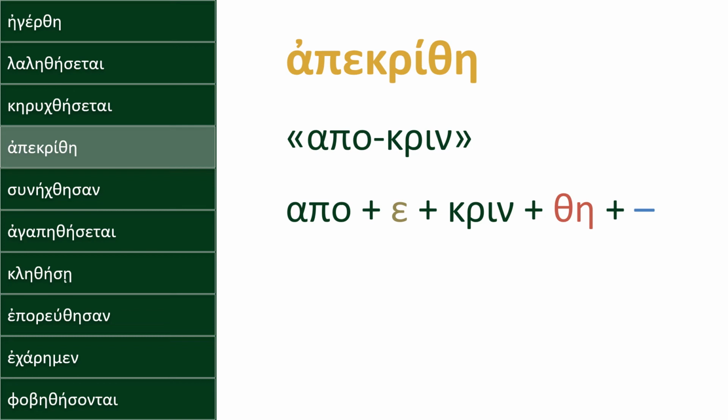Apekrithe. Aorist passive indicative, third person singular. The verb is in fact deponent. It means he, she, or it answered. The root is from apokrin. We have the preposition apo in compound. We would then have the augment epsilon, the stem krin. We add the tense formative the, and there's no personal ending for the third person singular. Notice that the final nu of the stem krin has fallen out when the was added to it. Apekrithe.